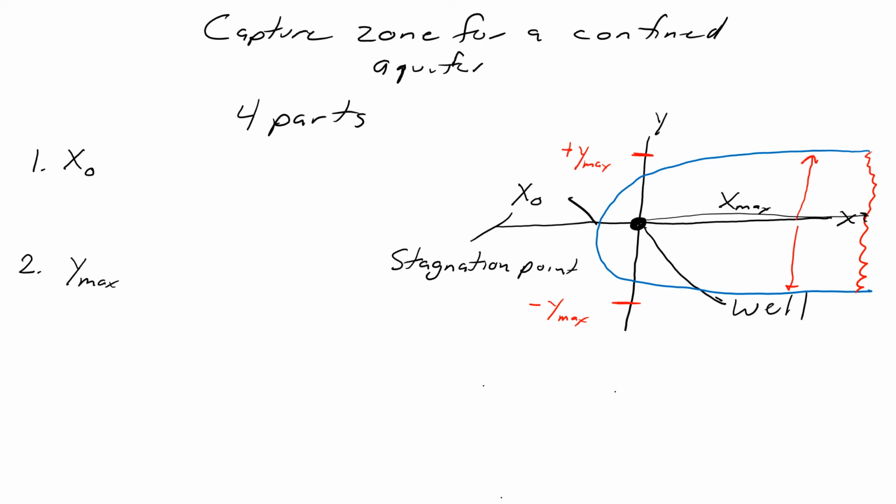It might be nice, in order to get the shape here, to have some intermediate points along the way before it hits its Y max. So the intermediate points sort of define the shape of this little snout on the end of it. So we need some intermediate y points. And then finally, we need x max. And if you have all of those, you can define the total shape of your capture zone.